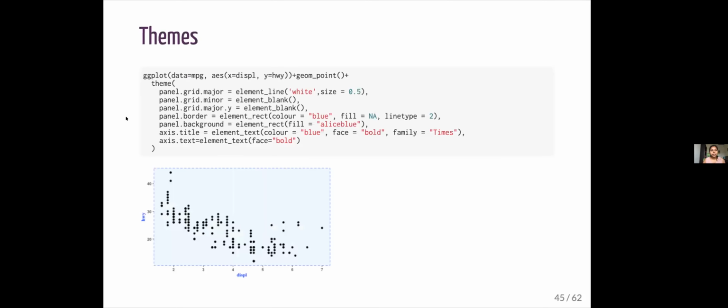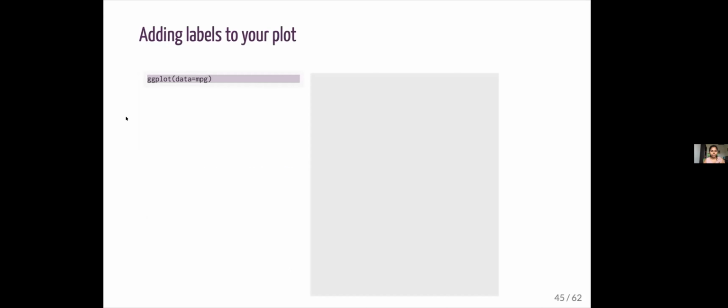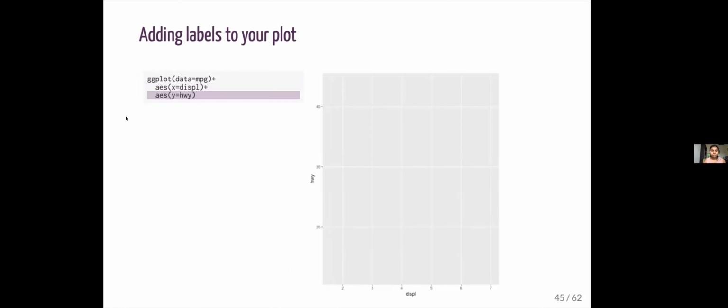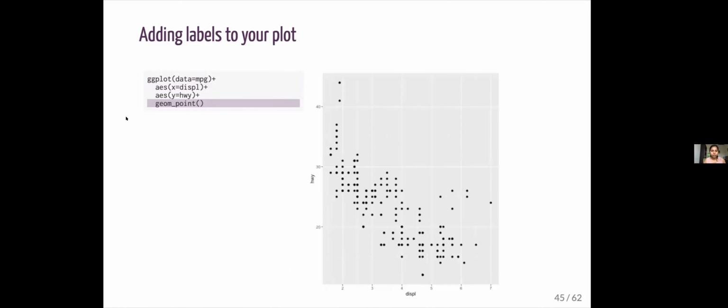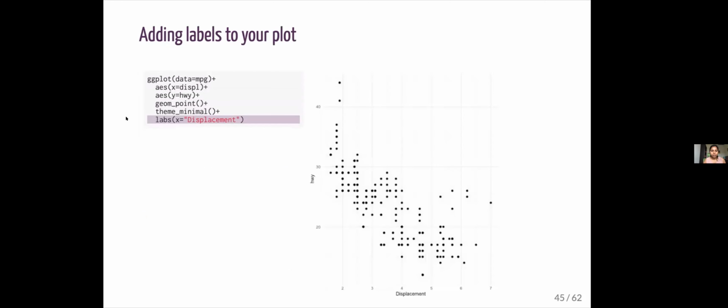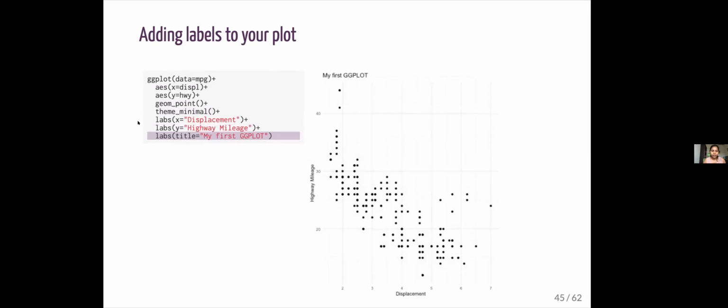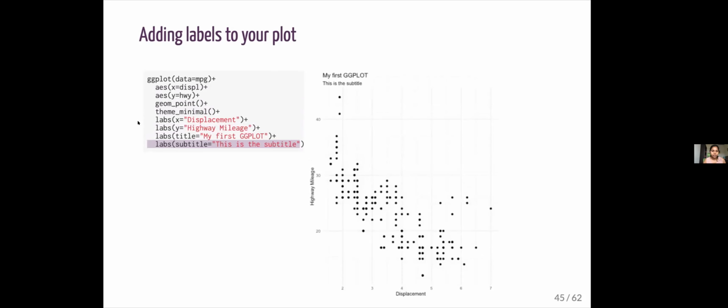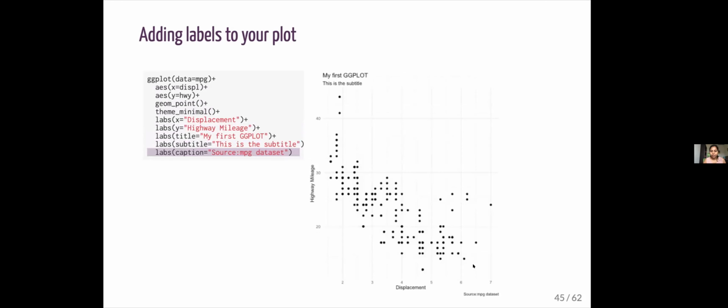So that's it with the components of ggplot. And some things that I've not covered, I'll just quickly show you how to do it. How to add labels to your plot. So, okay, this is a plot that you know already. I have theme minimal, and I'm now adding labels using labs. So you can just do X label, Y label, it's very simple. Title, subtitle, caption goes here.